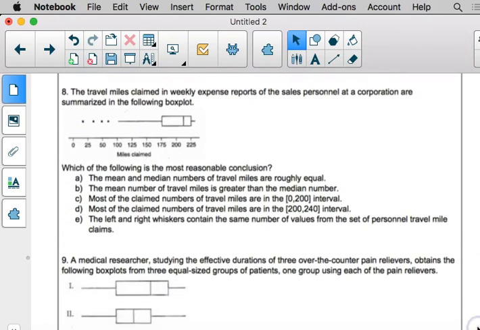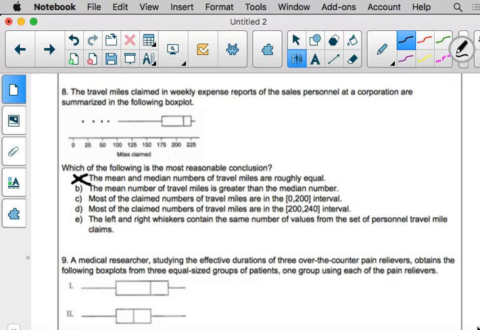All right, number 8, the travel time. The travel miles claimed by weekly expense reports on sales personnel at a corporation are summarized in the following box plot. Which of the following is the most reasonable conclusion? The mean and median numbers of travel miles are roughly equal. I would say absolutely not, right? This looks severely skewed left, which means that they would not be the same at all.